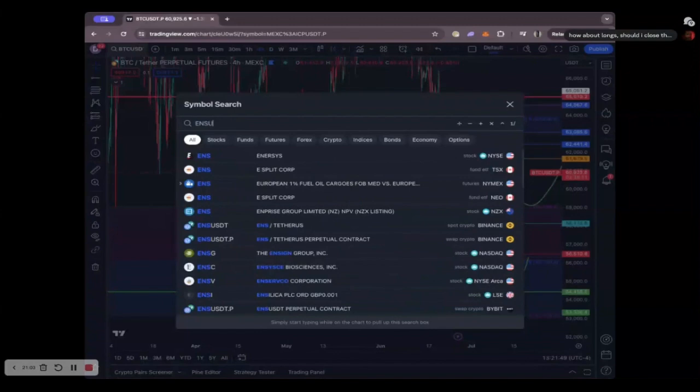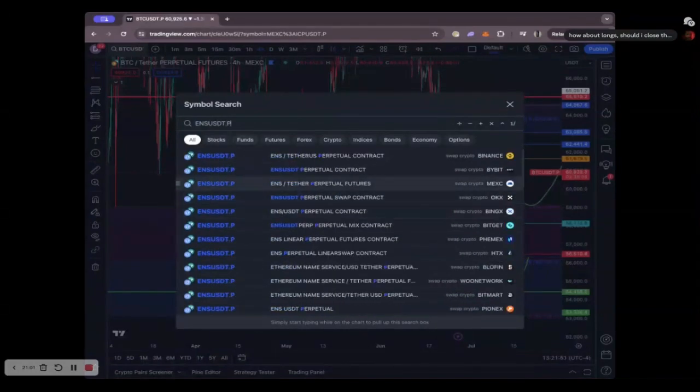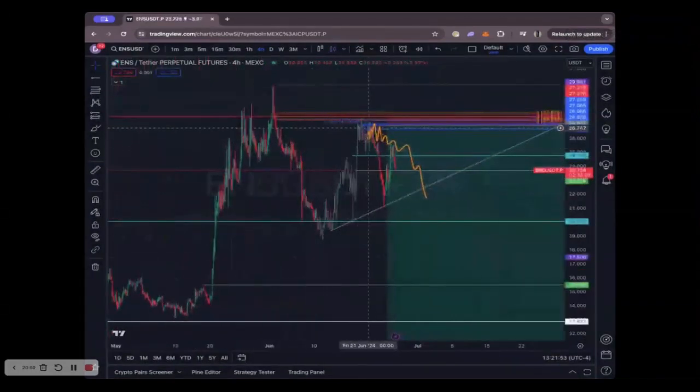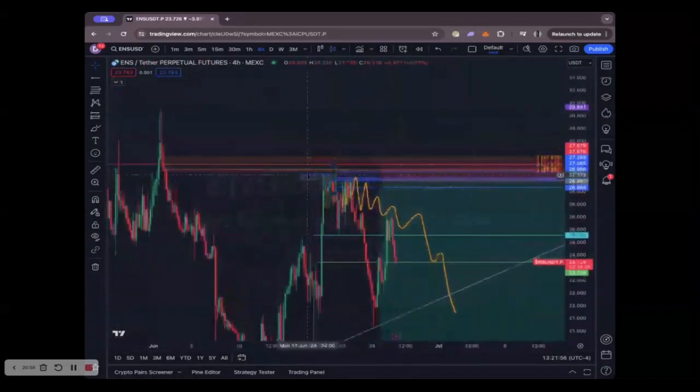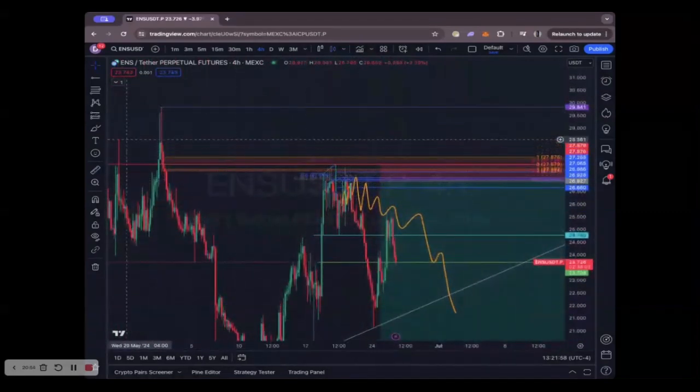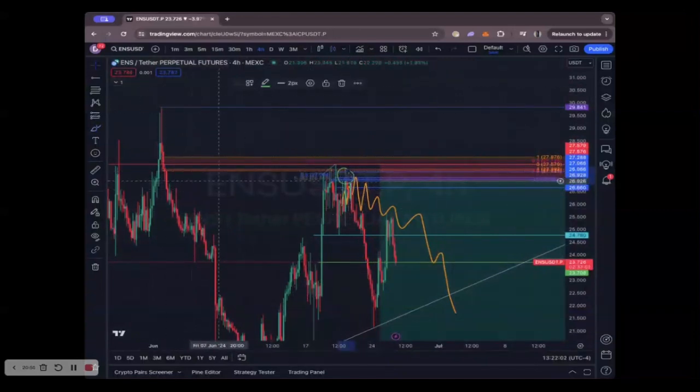I'm just kind of sitting on it. I'm swinging it for the most part. But I entered up here. You can see my entries. I basically took this entry right here, and I'm sitting on it.